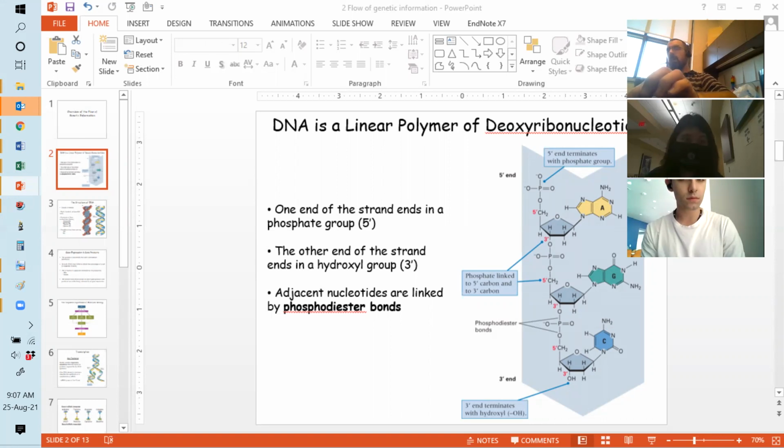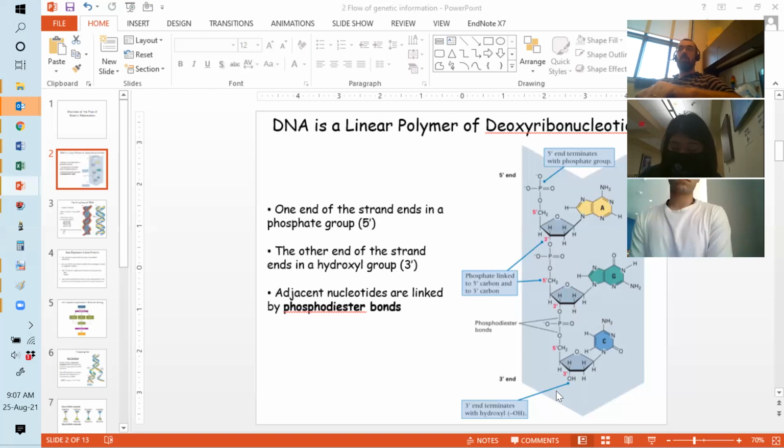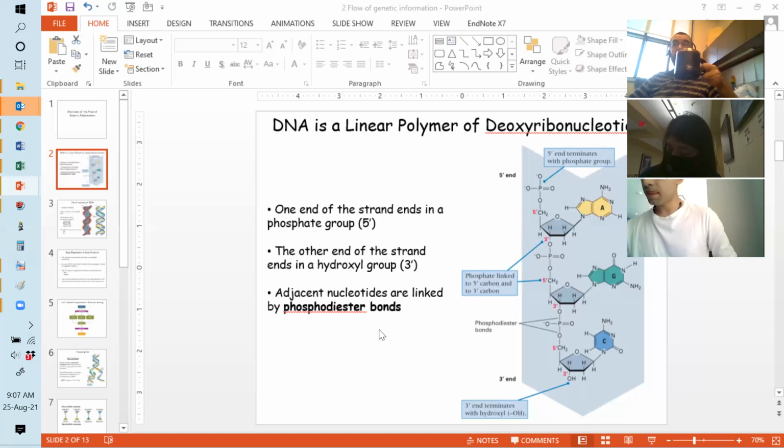Anyway, these sugars and phosphates join together by phosphodiester bonds. Essentially this 3' OH or hydroxyl here is required for the condensation dehydration reaction, which produces water and a covalent bond. And so between this oxygen and this phosphate, and this phosphate and this oxygen are what are called phosphodiester bonds. Very stable covalent bonds.